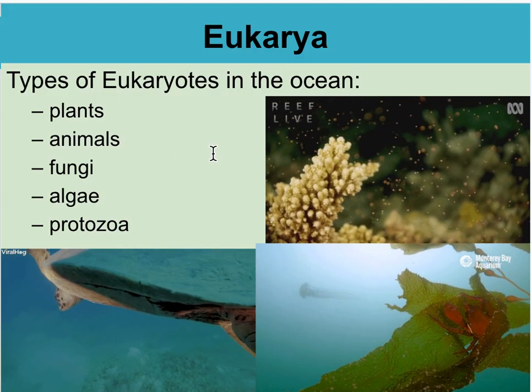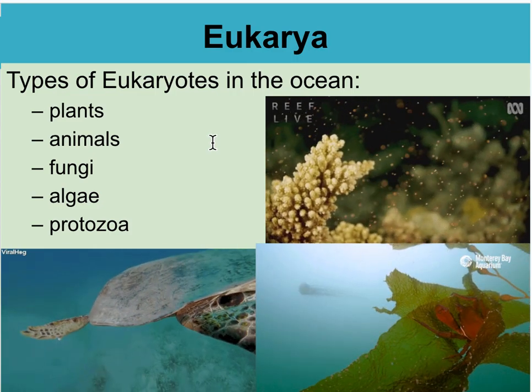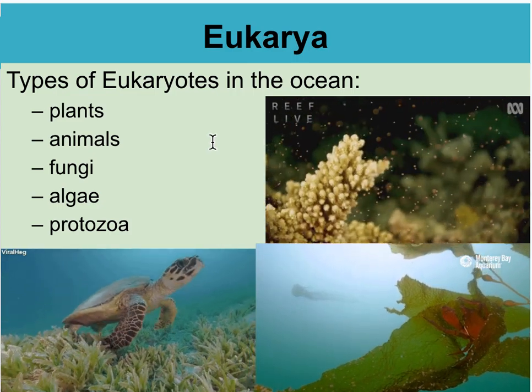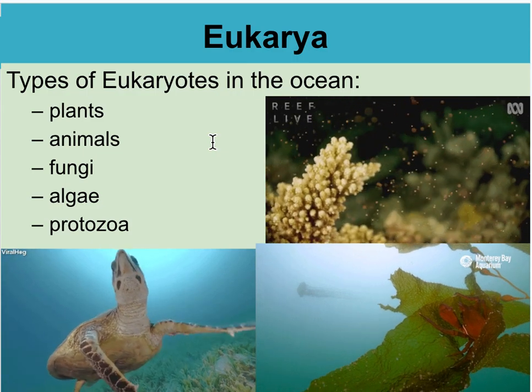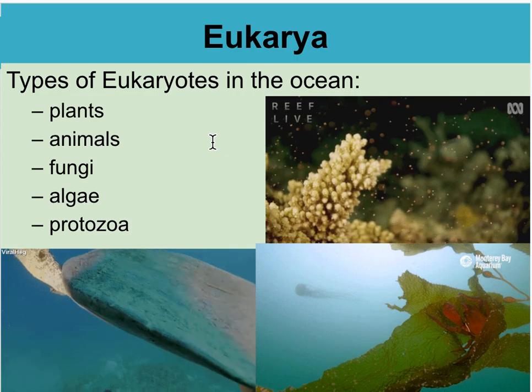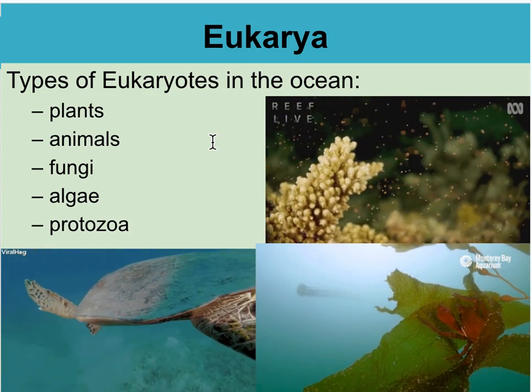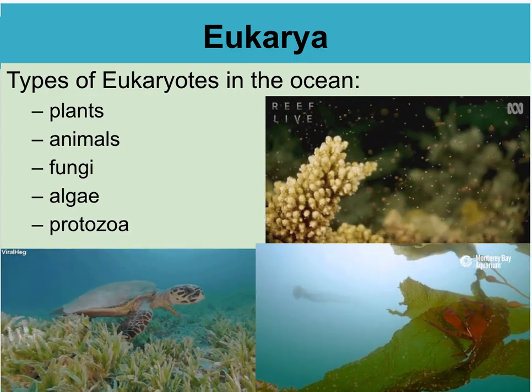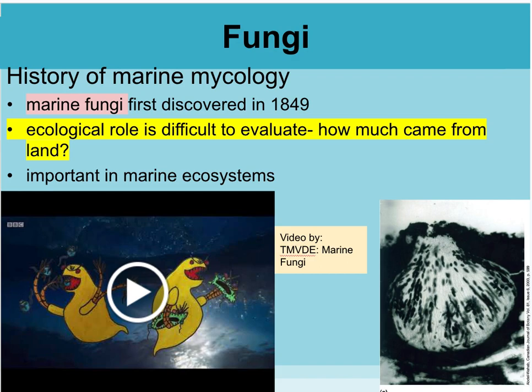Okay, switching gears again and going to the eukaryotes, there are several different types. As you know, these are the ones that have what is called a true nucleus, and you can think of these as things that you can really relate to, like plants, animals, fungus, algae, and protists. So we're going to go over the fungi first.